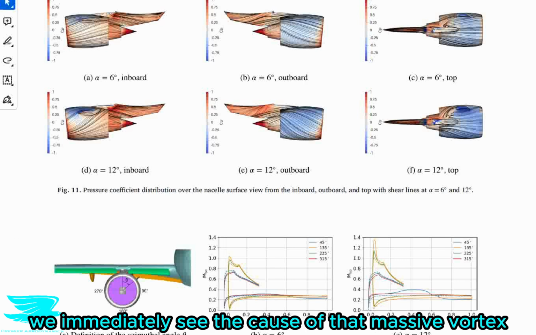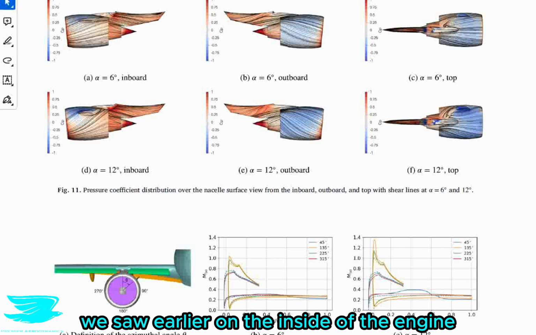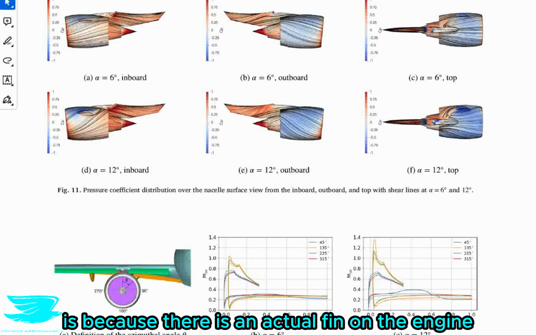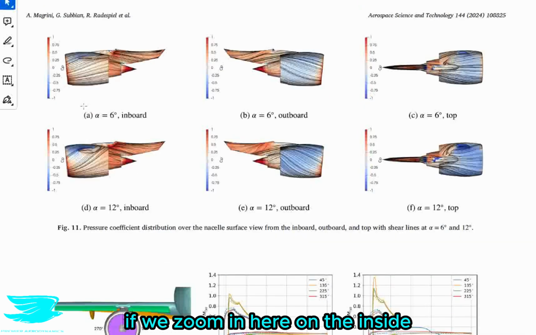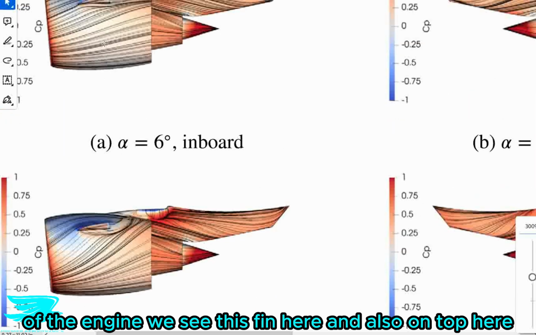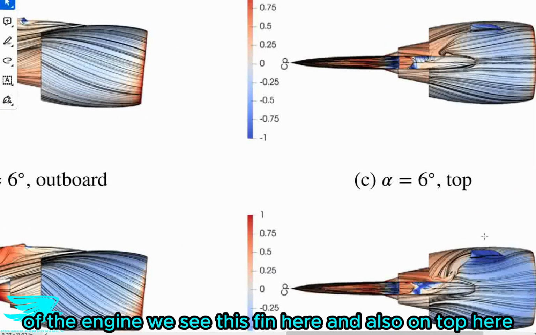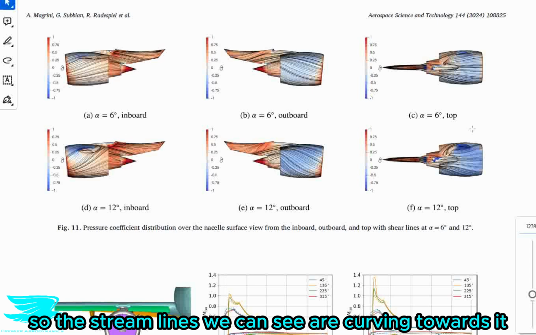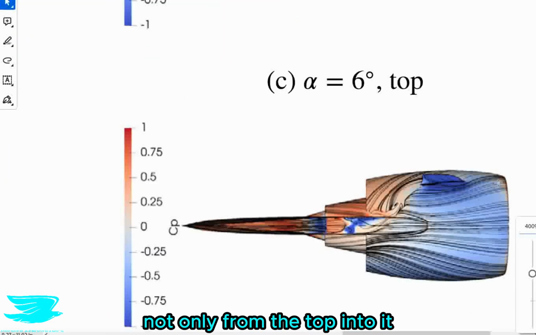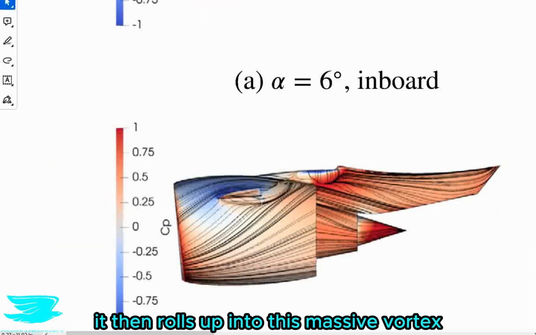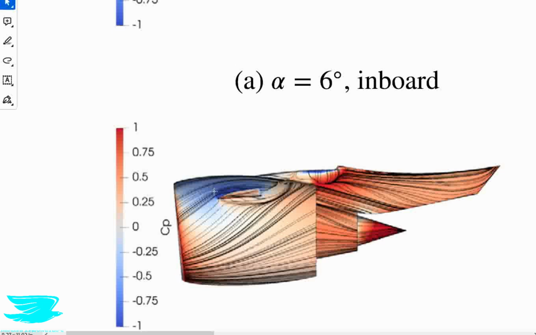So looking at the geometry, we immediately see the cause of that massive vortex we saw earlier on the inside of the engine, which then flips over to the top of the wing. The reason why this vortex forms is because there is an actual fin on the engine. If we zoom in here on the inside of the engine, we see this fin here and also on top here. So that fin there is creating that massive vortex. The streamlines we can see are curving towards it, not only from the top into it, but also from underneath up into it. And when it hits that fin, it then rolls up into this massive vortex.